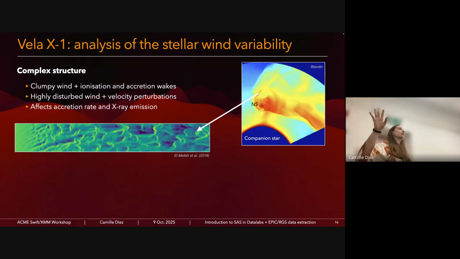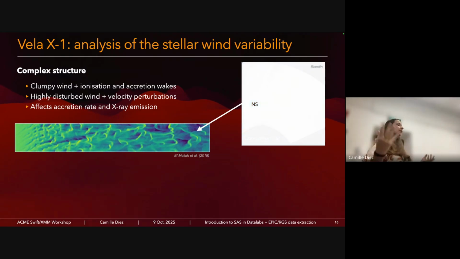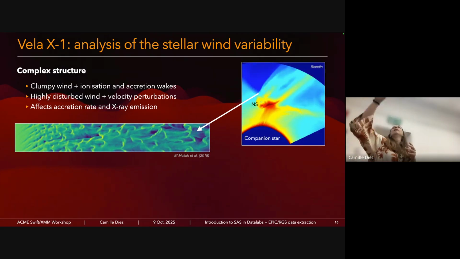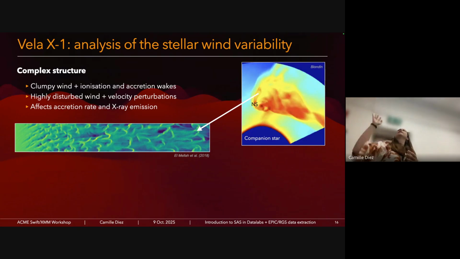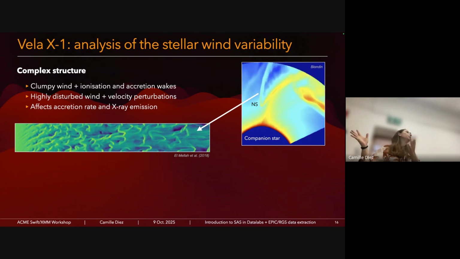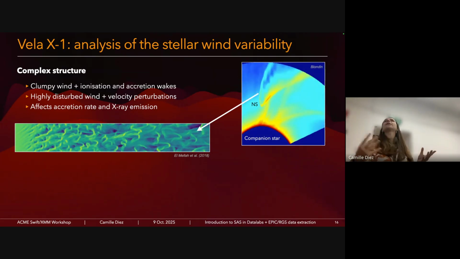Very quick scientific introduction about the source. This is a high mass X-ray binary with a neutron star, and it has a very heavy and dense stellar wind. When the neutron star orbits its companion star, it accretes the material and leaves behind a tail of very dense and clumpy material that I am interested in. There is ionization as well. There are lots of things happening there.